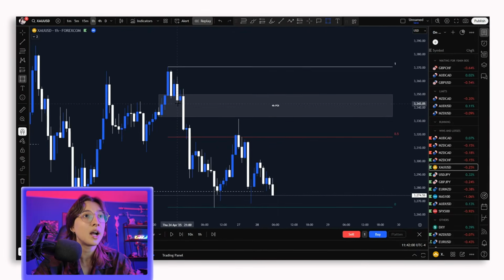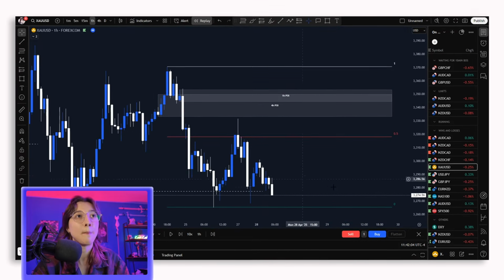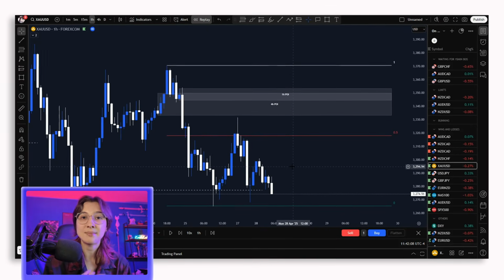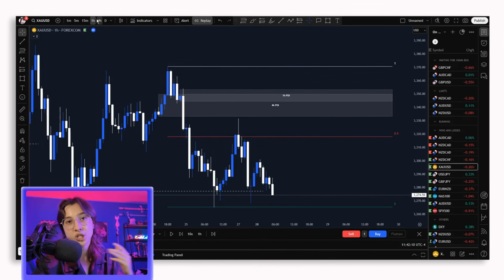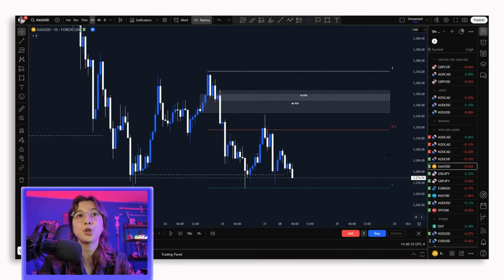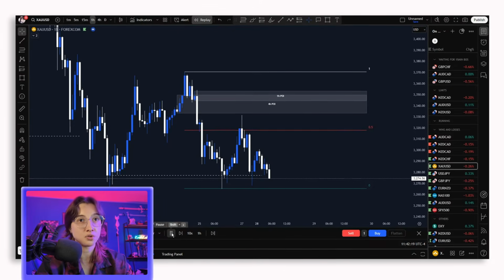On the 1 hour, I have as well this point of interest that is a little bit higher, so bam. And except for that, I have nothing else. So now, as I identified my higher time frame points of interest on the 4 hour and on the 1 hour, I will be waiting for the POI mitigation and then for a 15-minute break of structure.